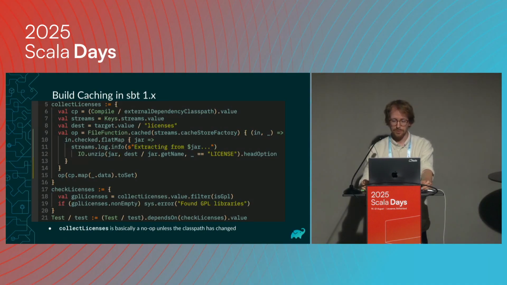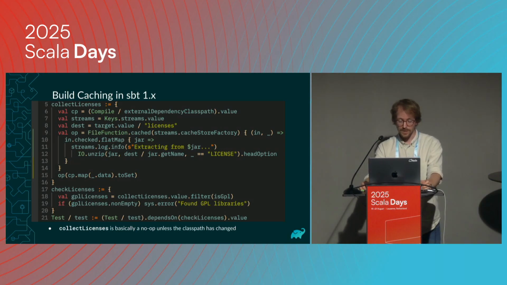So we have the inputs, which are going to be checked by SBT. We loop over those jars that are in the external dependency class path. We extract the license from the jars, and that's it. That gives us a new function that is cached, and we can just invoke it on the class path. The rest doesn't have to change, and now whenever you execute it, as long as the class path hasn't changed and the directory where you extract the jars hasn't changed, you won't have to redo the extraction ever again.